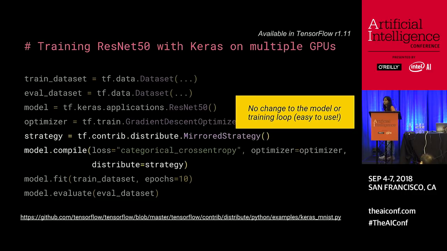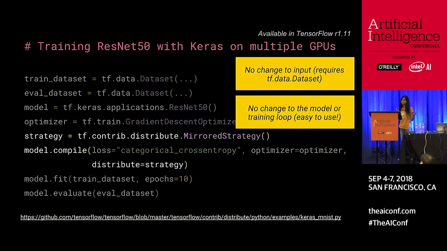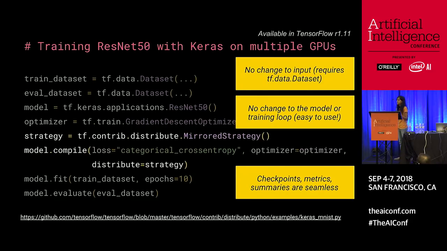With MirroredStrategy, you don't need to make any changes to your model code or your training loop, so it makes it very easy to use. This is because we've changed many underlying components of TensorFlow to be distribution aware. This includes the optimizer, batch norm layers, metrics, and summaries, which are all now distribution aware. You don't need to make any changes to your input pipeline as well, as long as you're using the recommended TF Data APIs. And finally, saving and checkpointing work seamlessly as well. So you can save with no or one distribution strategy and restore with another seamlessly.